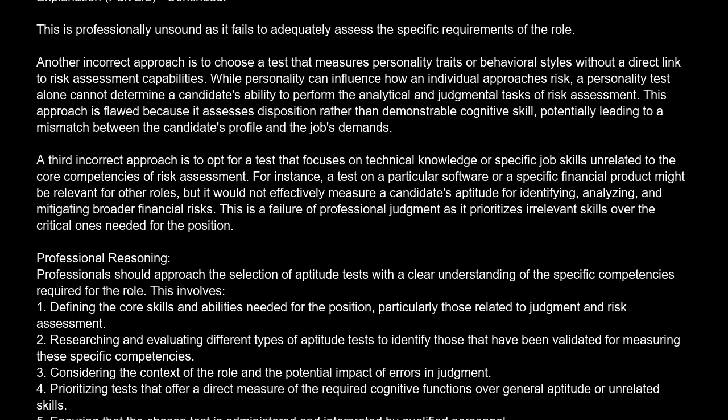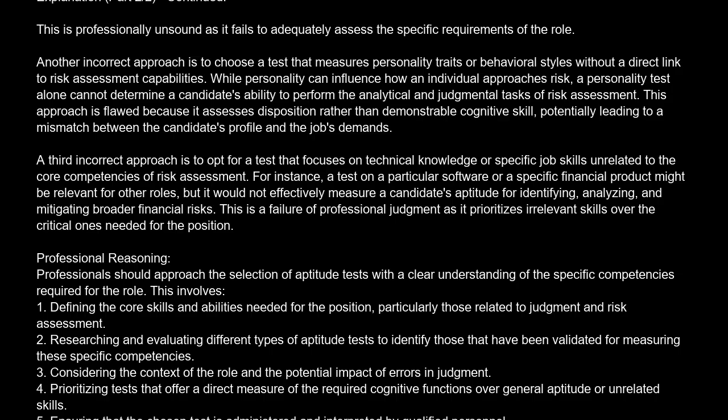A third incorrect approach is to opt for a test that focuses on technical knowledge or specific job skills unrelated to the core competencies of risk assessment. For instance, a test on a particular software or a specific financial product might be relevant for other roles, but it would not effectively measure a candidate's aptitude for identifying, analyzing, and mitigating broader financial risks. This is a failure of professional judgment, as it prioritizes irrelevant skills over the critical ones needed for the position.